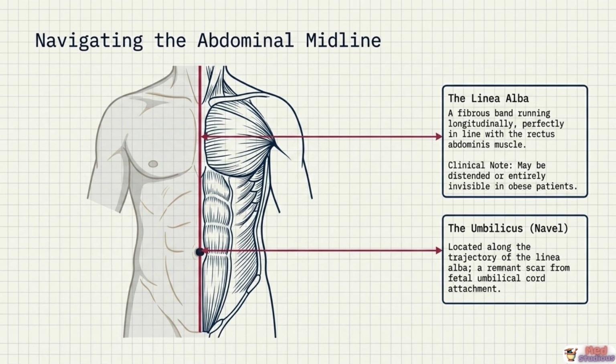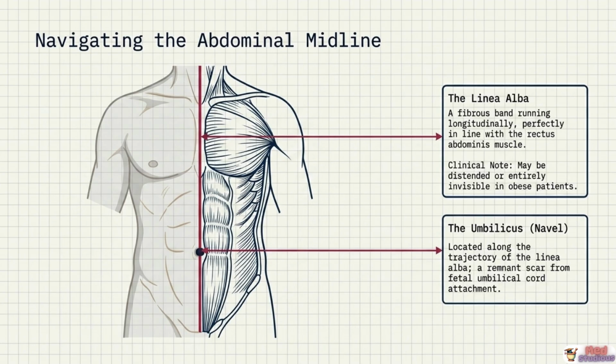We begin our surface anatomy tour at the most visible and clinically important midline structure of the anterior abdomen, the linea alba. The linea alba, Latin for white line, is a fibrous band formed by the interlacing of the aponeuroses of the 3 lateral abdominal muscles, the external oblique, internal oblique, and transversus abdominis. It runs longitudinally in the perfect midline of the anterior abdominal wall, from the xiphoid process of the sternum superiorly to the pubic symphysis inferiorly, running in direct line with the rectus abdominis muscles flanking it on both sides.